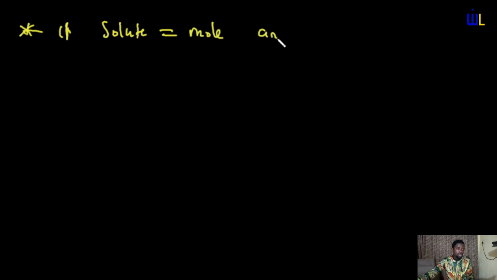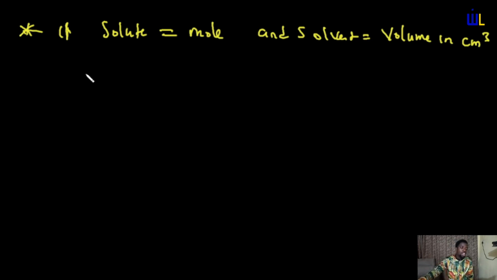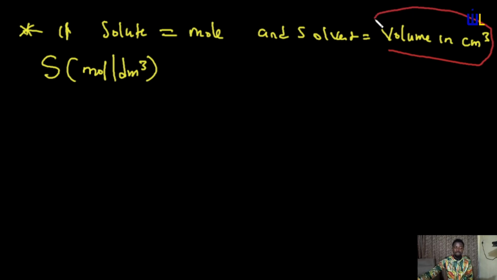Now, the next scenario that could come up is where the solute equals mole and the solvent is equals volume in cm³. What's going to happen here? Now remember that our solubility unit must be mole per dm³. So if your solute is not in mole, you convert it to mole, and if your solvent is not in dm³, you have to convert it to dm³. So just as in this case, our solvent is not in dm³. As you can see, this is not dm³. So what do we do about that?